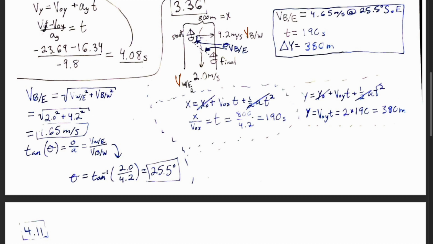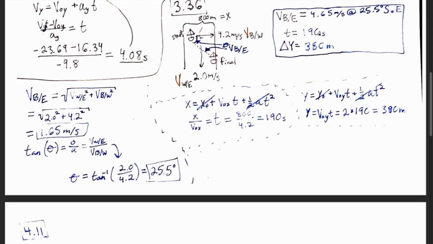So let's finish this question here. The river is 800 meters wide. And A, what is his velocity relative to the earth? Right, so it's looking for this velocity, this dotted line here. So velocity of the boat relative to the earth.